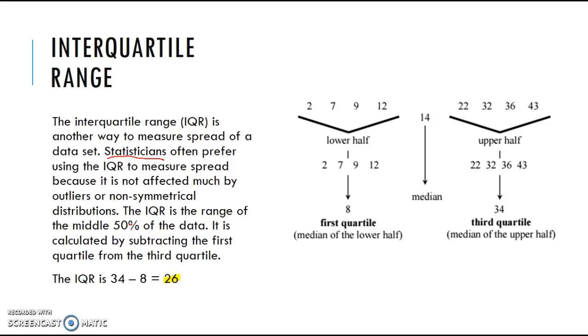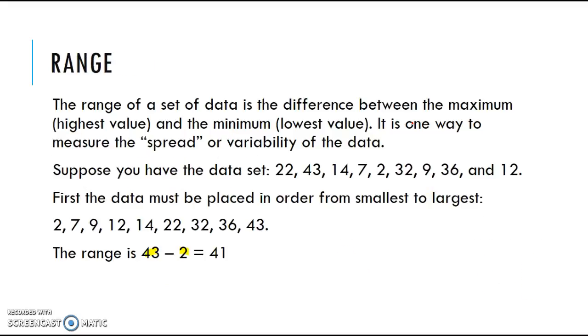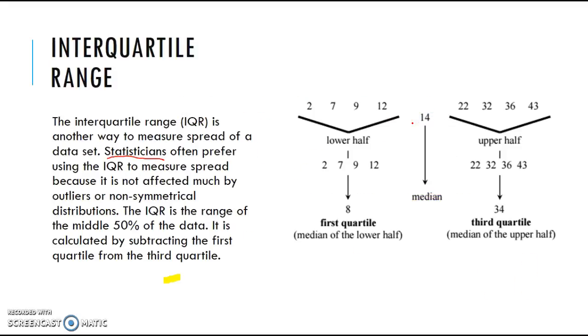So this page finishes up our 5-number summary. The first 2 being on the previous page, our minimum and maximum values, and our median, and our first and third quartiles make the 5-number summary describing the spread of data.